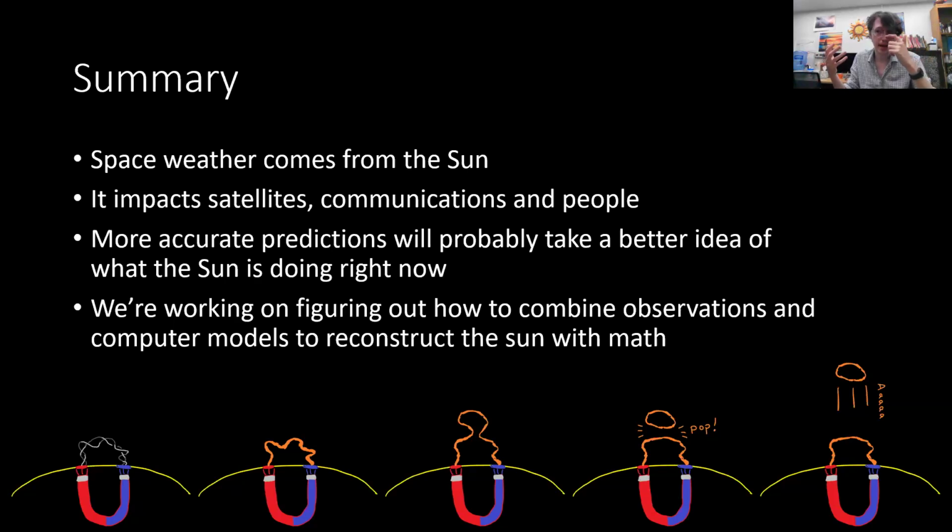But we use math and computer models together, and we make observations on our computer of the sun, and we compare them to the observations we took of our sun, and we figure out what the most likely structures are. And that helps us update our predictions for space weather.